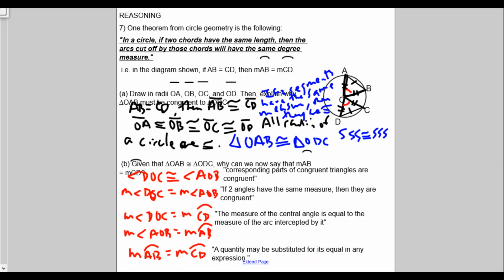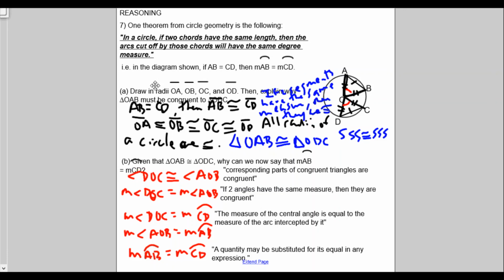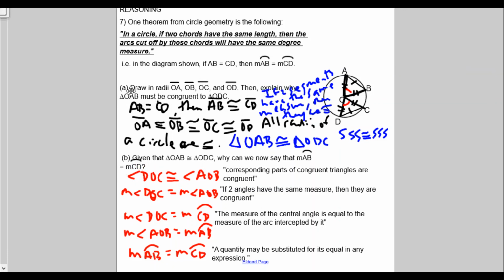If you want to see the whole page, this is what it looks like. I'm not sure why those got cut off a little bit, so I'm going to move this up. All right, this is the homework assignment, I believe number 16, on just the central angles of a circle and also parts of a circle.